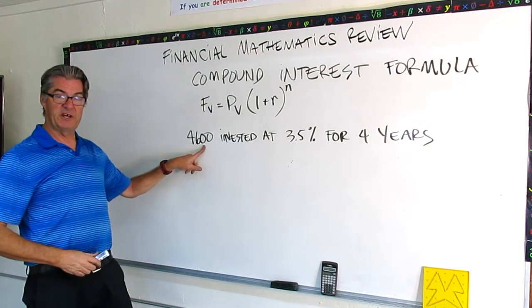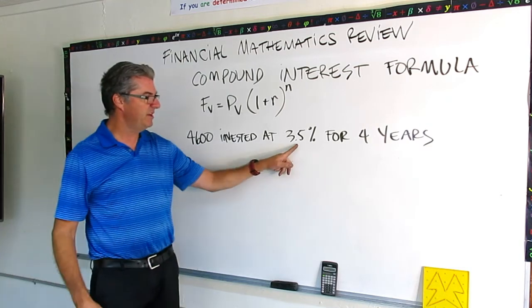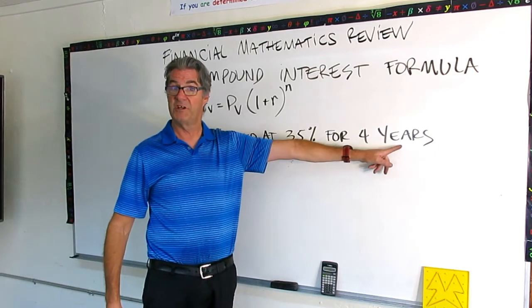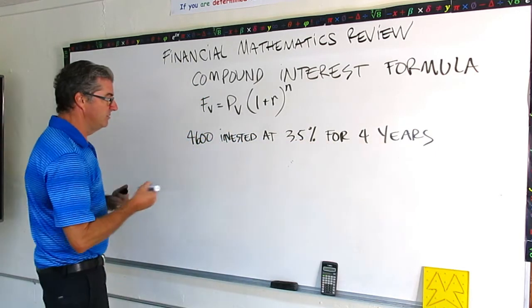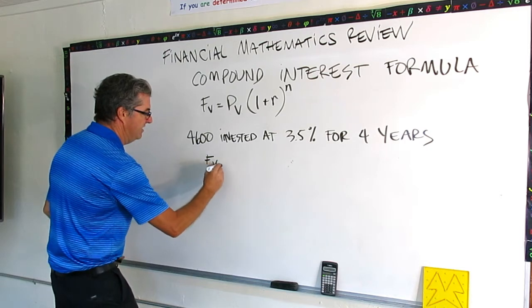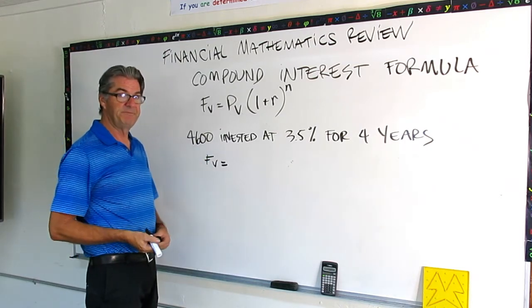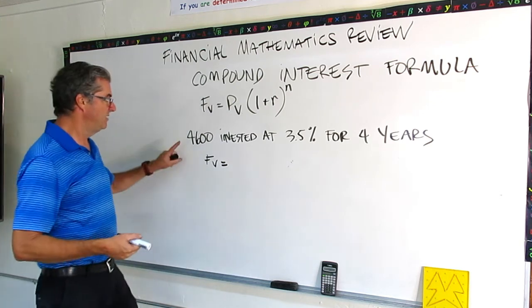I've got $4,600 to invest. I put it in an account that gives me 3.5% interest, and I'm going to leave it in there for 4 years. What's my future value? FV equals. Now pause the video. See if you can get this one all the way done. All right, let's see how you did.